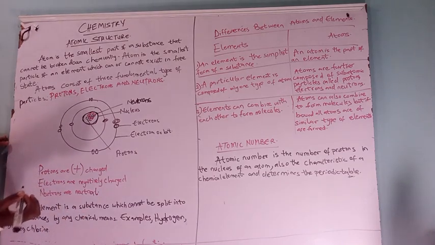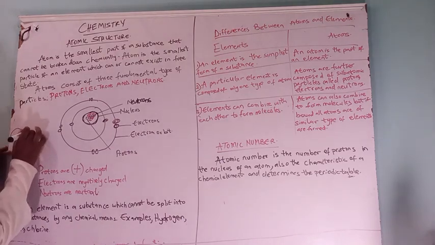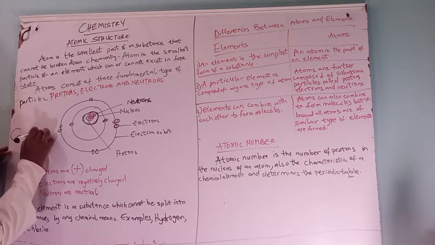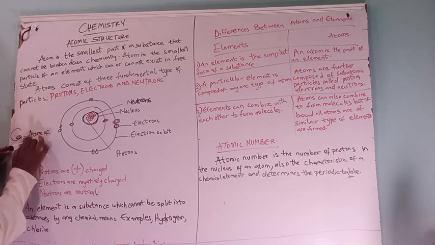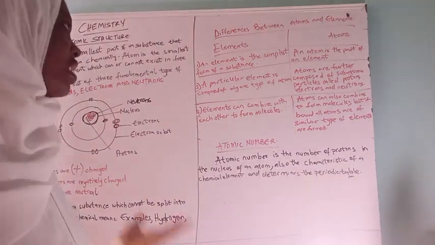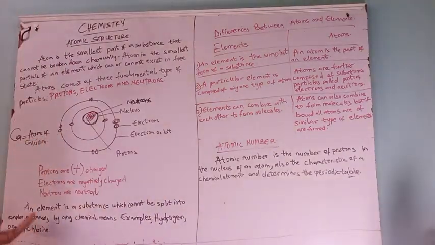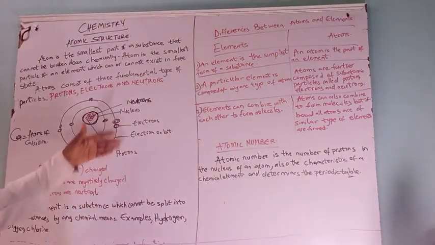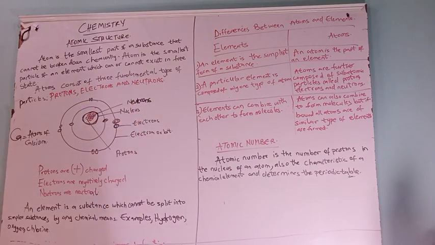A particular element is composed of only one type of atom. Take an element like calcium. It only consists of what? Atoms of calcium. For the calcium element, that does not mean it consists of chlorine atoms or hydrogen atoms. No, it only consists of calcium atoms. But atoms are further composed of subatomic protons, neutrons, and electrons.